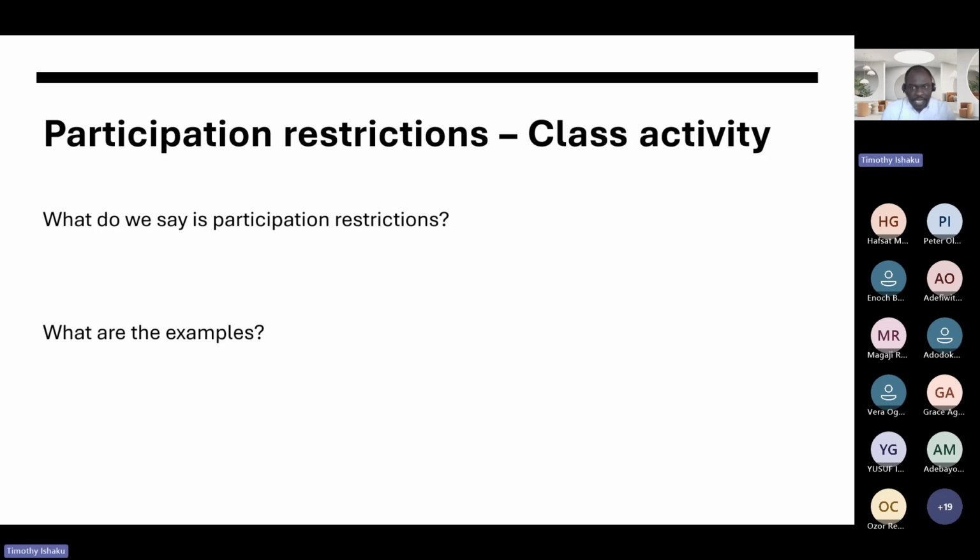Oladele has already given us a brilliant example, and please share your thoughts on the message. Yes, please write. What do you think are the participation restriction for the patient? Now, the example that was put in, it's inability to kneel to pray for someone with reduced knee range of motion due to post-hip immobilization. Now, that is how we write it.